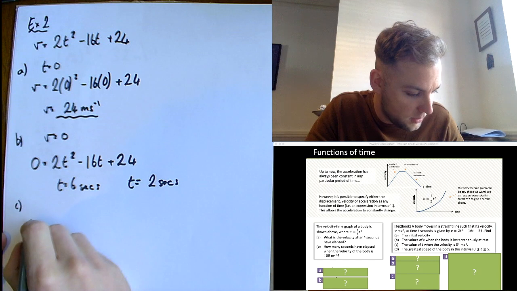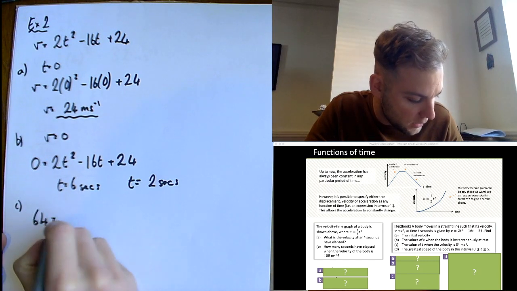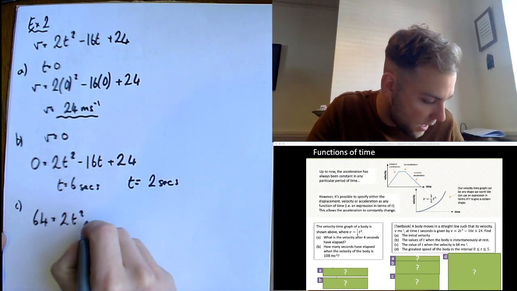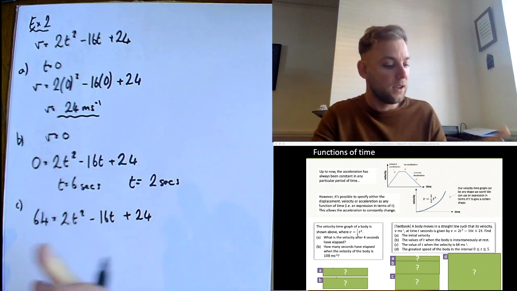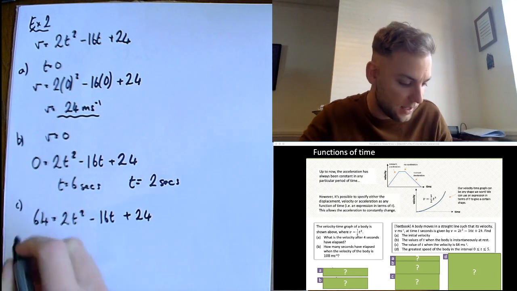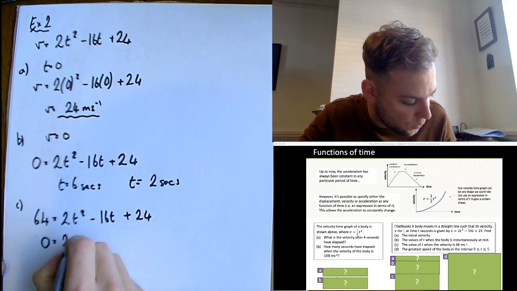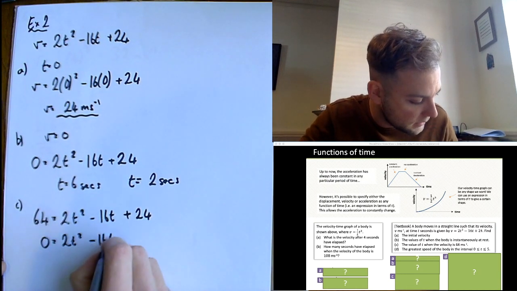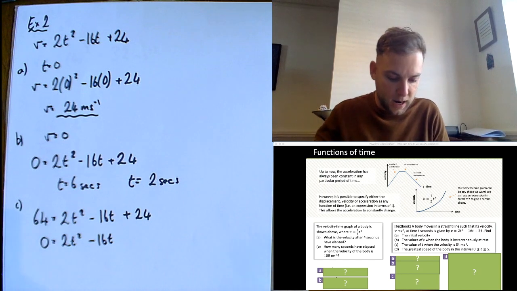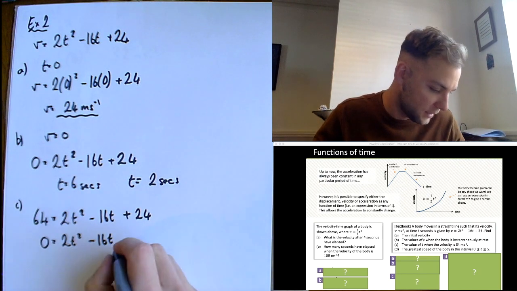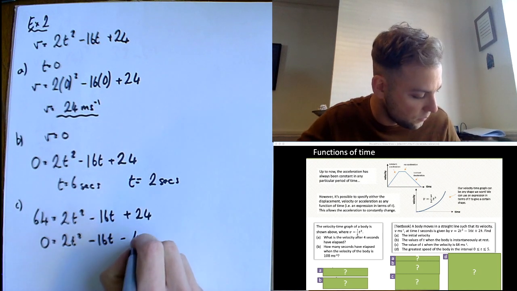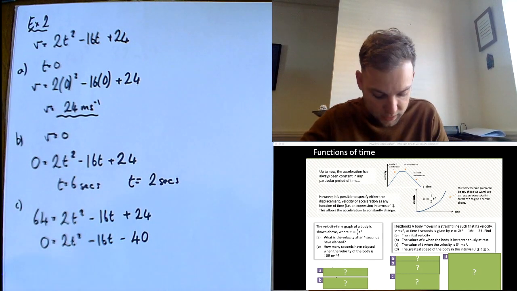So I've got, in this case, 64 is equal to 2t squared minus 16t plus 24. So again, I need to make this equal to 0 first. So let's take that over. 0 is equal to 2t squared minus 16t, plus 24 minus 64. 24 minus 64 is equal to minus 40. And then we need to sub it in.